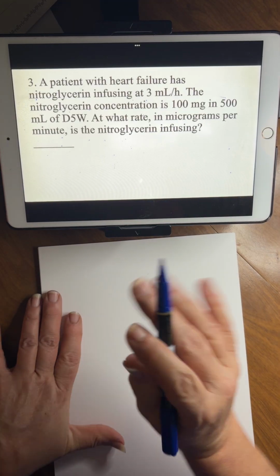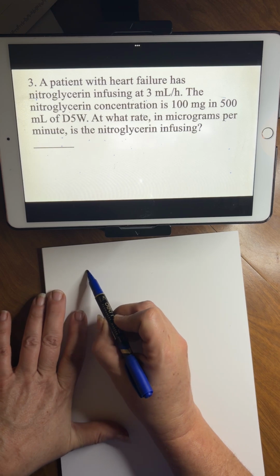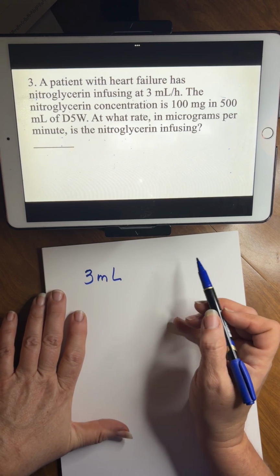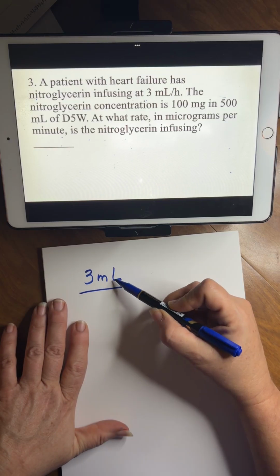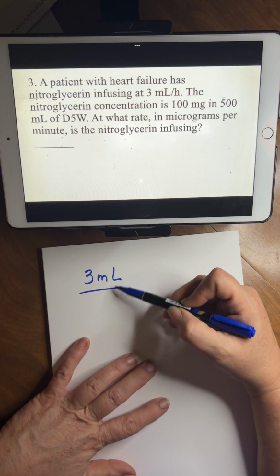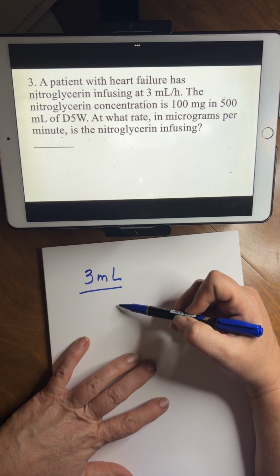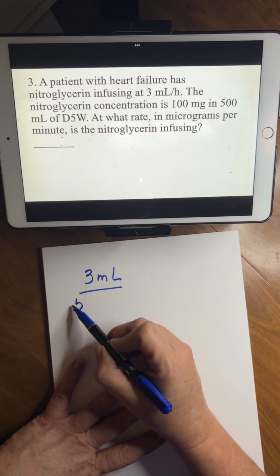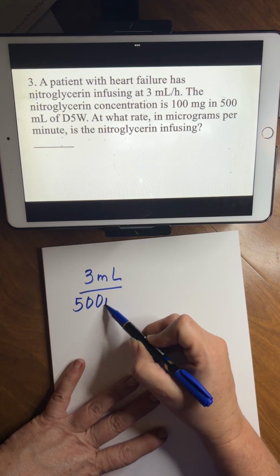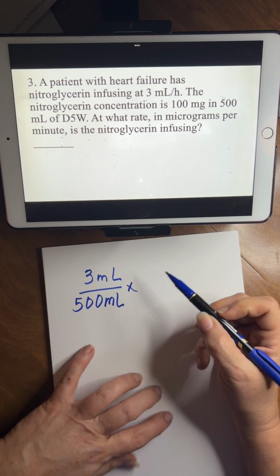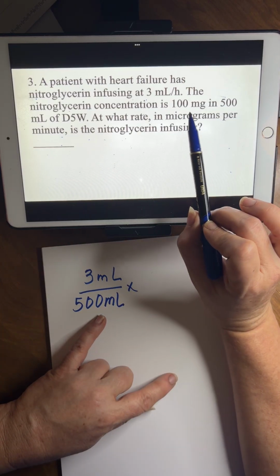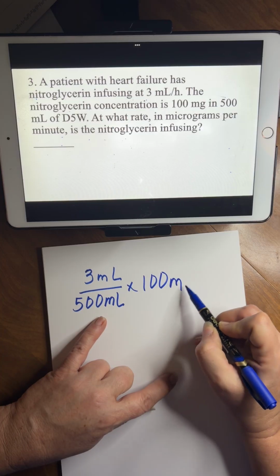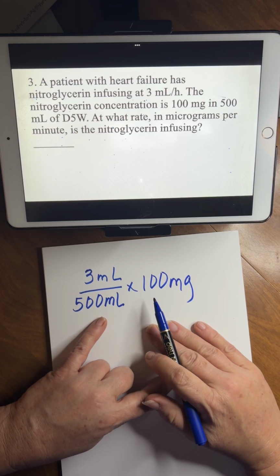So follow me. 3 milliliters an hour is what the doctor wants it going at. What do I have that's milliliters? Because it has to have the same last name to go in the fraction. I got 500 milliliters. You can do this. How does the 500 milliliters come? With 100 milligrams in it. So we're putting 100 milligrams, okay?